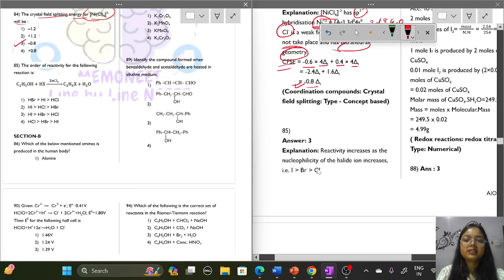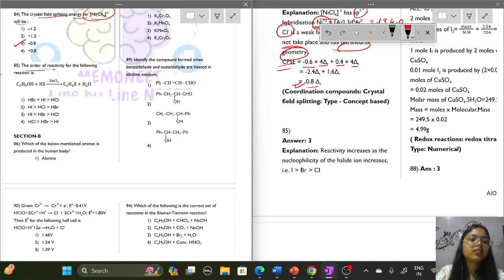Next is question number 85. Question number 85 says: the order of reactivity for the following reaction. This is the equation, and we have to find out the reactivity of the halogen, whether X will be chlorine, bromine or iodine.